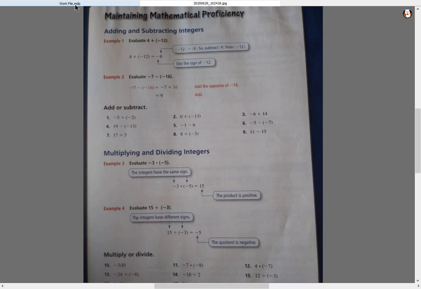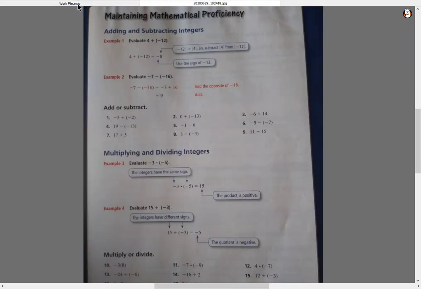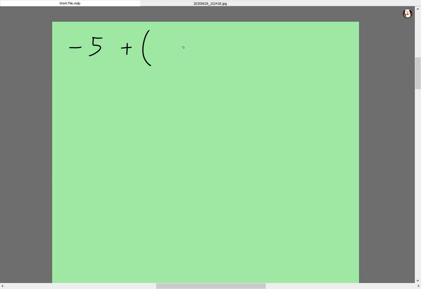So let's look at the first problem. First problem is negative 5 plus negative 2. All right, so whenever we're doing addition, subtraction, I always like to make sure that I have an addition sign right here. Now, I already have one here, so I can read this as negative 5 plus negative 2.